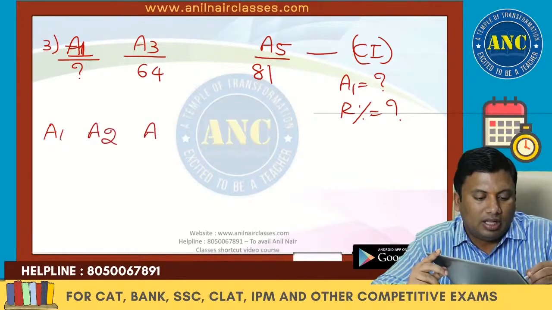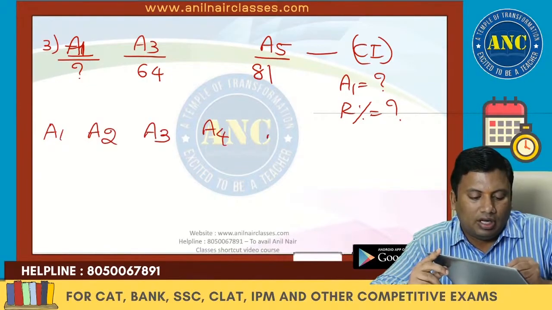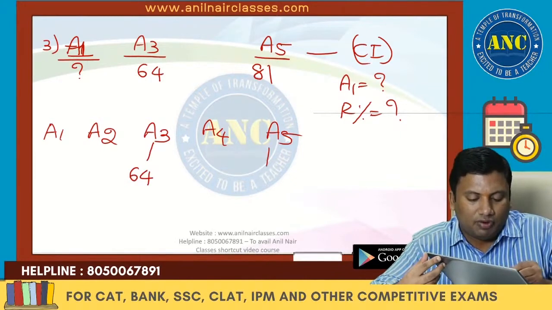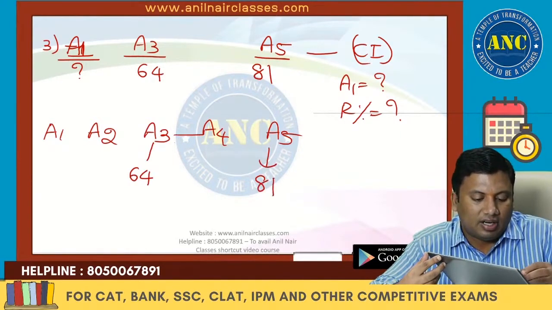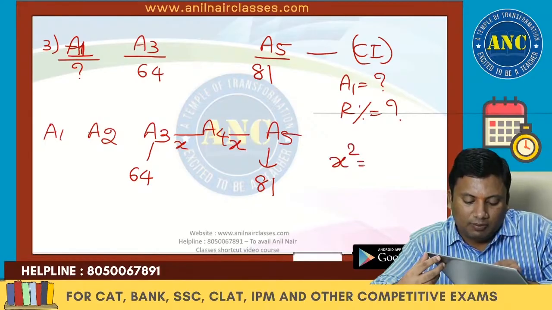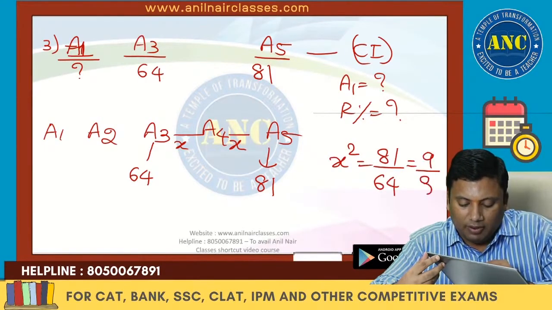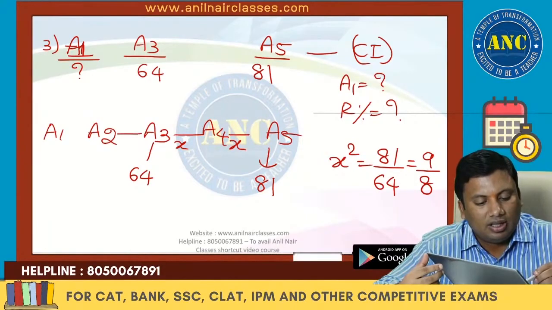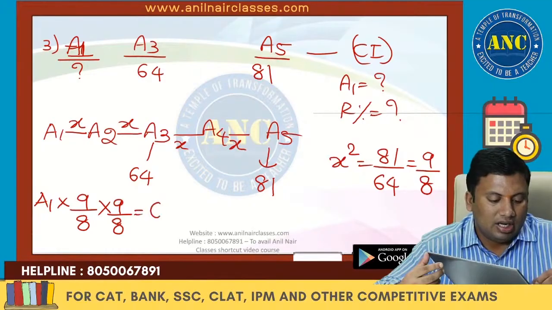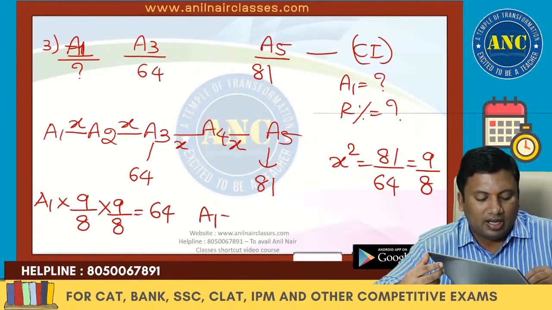A1, A2, A3, A4, A5. Which values are given? It is 64 and it is given as 81. The multiplication factor remains the same. X square is nothing but 81 by 64, which is nothing but 9 by 8. This is also x. So A1 into 9 by 8, again into 9 by 8, is nothing but 64. I will get the value of A1.